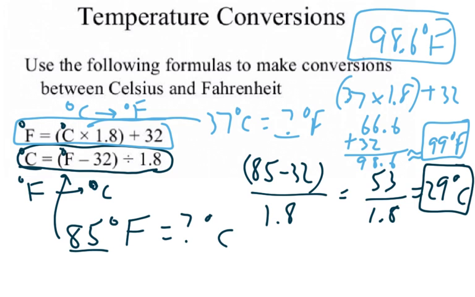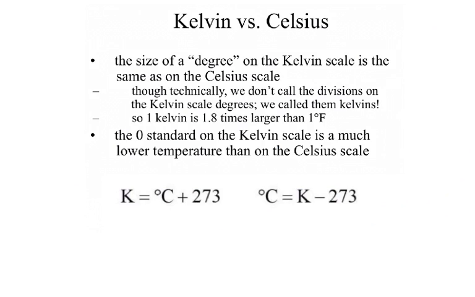Okay, so these are the two formulas that we use to go from Celsius to Fahrenheit or vice versa. Now, going from Celsius to Kelvin is a lot easier. You see, the size of the degree on the Kelvin scale is the same as the Celsius scale. So technically, the Kelvin and the Celsius degrees are both 1.8 times larger than the degree Fahrenheit. Now, there is no direct formula to go from Kelvin to Fahrenheit. However, because the Kelvin and Celsius degrees are equivalent, going from Celsius to Kelvin is pretty easy.